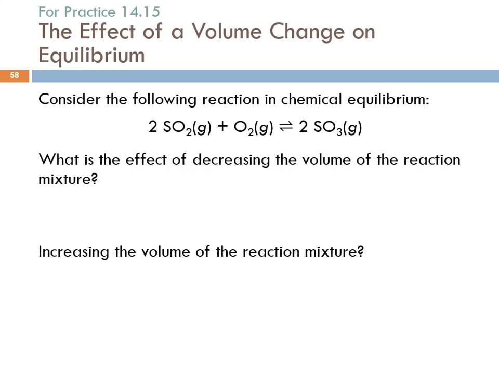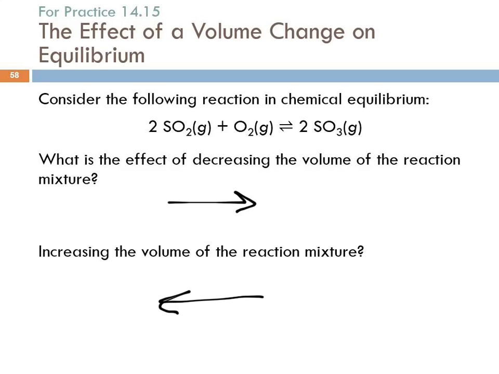So let's look at this one. SO2 plus O2 going to SO3. What is the effect of decreasing the volume? Well, decreasing the volume increases the pressure, so it wants to go to fewer moles of gas, right? So 3 on the left, 2 on the right, it's going to go to the right. What if we increase the volume? Let's go to the left.